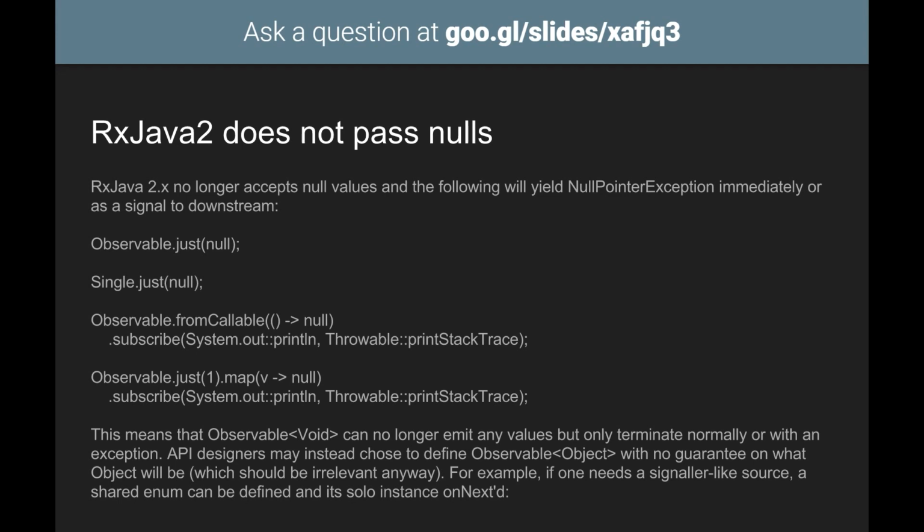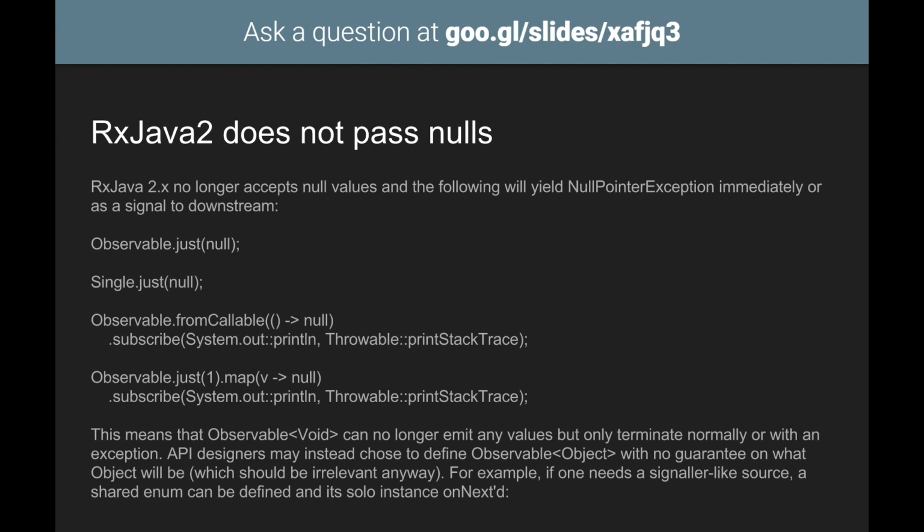Another big thing about RxJava 2, and this is something that annoys me, is it does not pass nulls. If you have a null object, it will throw a null pointer exception. In RxJava 1, you can kind of get away with it as long as you're keeping track of the fact that you do have nulls. Here's, again from the wiki, why you can't do it anymore.